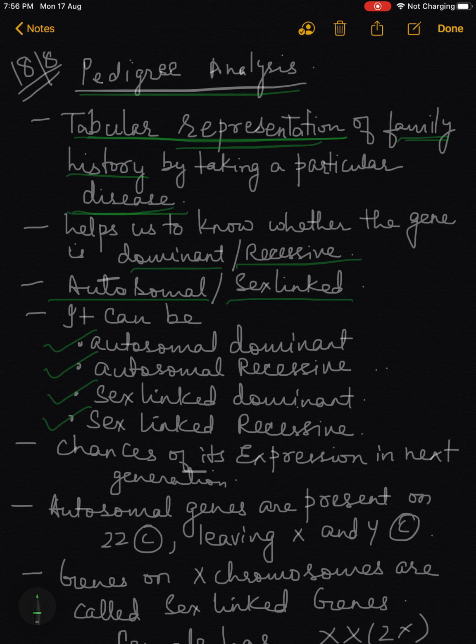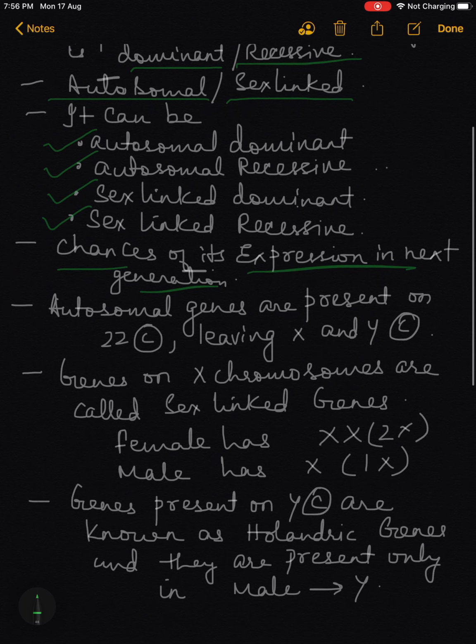It depends. Now, chances of its expression in the next generation could be there, okay? It's not necessary that it will express, and we will also not say that it won't express, okay?